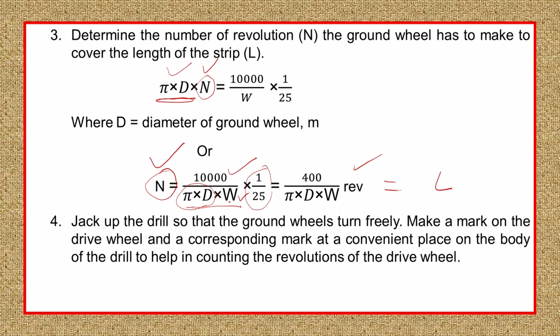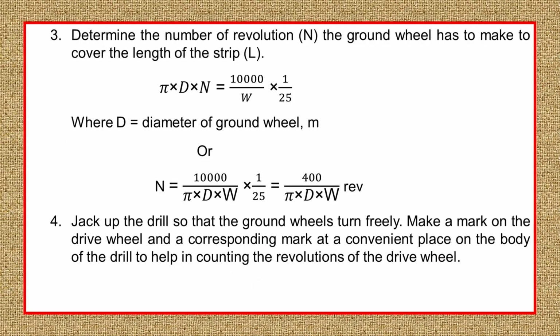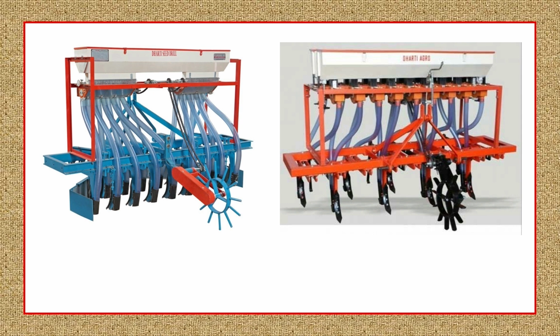The next step is to jack up the drill. The drill must be kept away from the ground, then only can you rotate this drive wheel. Once the number of revolutions required is calculated, the actual experiment will begin. For that, the drill must be kept clear from the ground, above the ground so that you can rotate this drive wheel. The drive wheel or ground wheel must be free to rotate, and that is only possible when you jack up the entire drill.